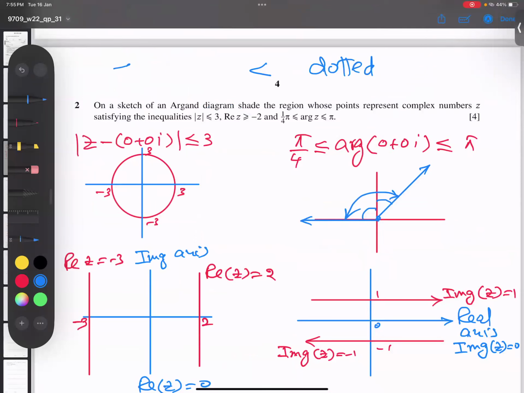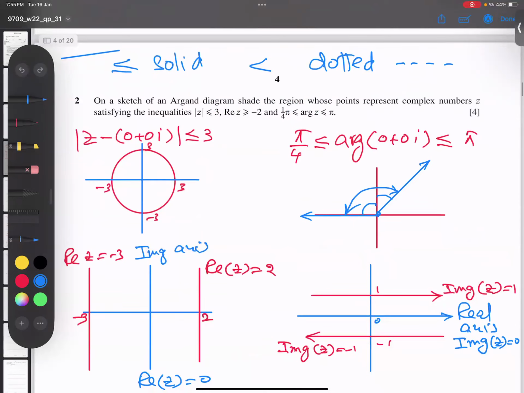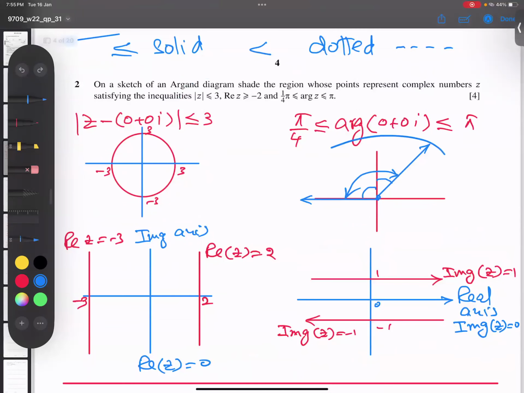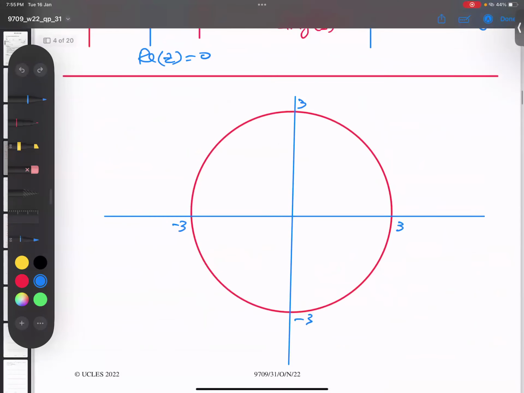Okay, and if it is this sign, it is called solid. This is called dotted, and this is called solid. Luckily, all are equal signs, so it means all are solid lines. So the circle is done. Let's try to make this kind of thing, and I'm going to make it in green color.